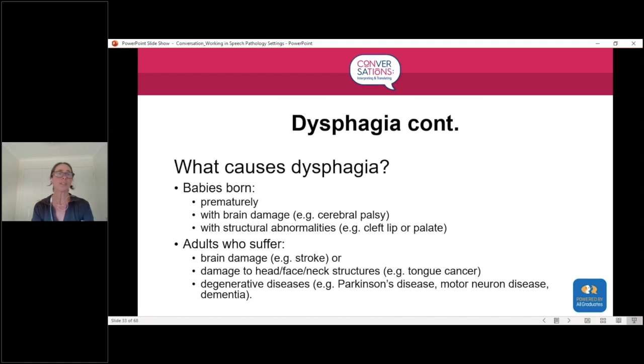So babies can be born with dysphagia if they've suffered some kind of brain damage, or if they're born with some kind of structural abnormality. So you may have heard of cleft lip or cleft palate. That can really impact upon a baby's ability to swallow. Adults as well may acquire difficulties with swallowing after a stroke or any other kind of brain damage. Yeah, any kind of damage to the structures of the face, the throat, where there are nerves that are involved in swallowing. And yeah, swallowing difficulties can also arise in degenerative diseases such as Parkinson's.